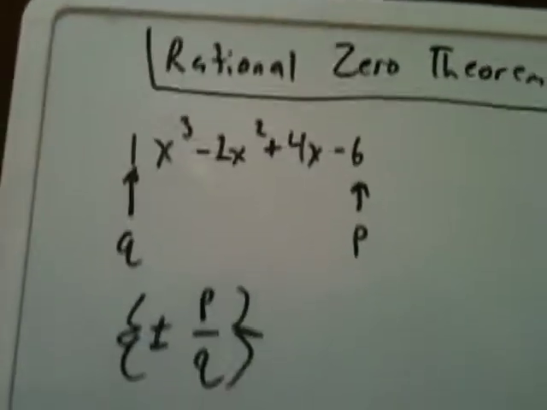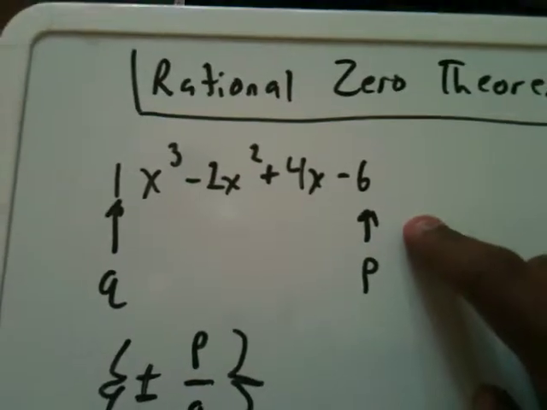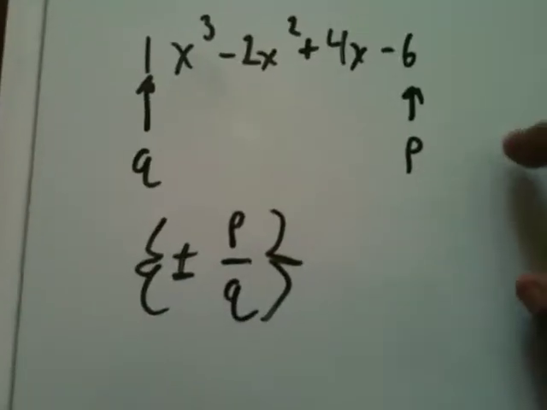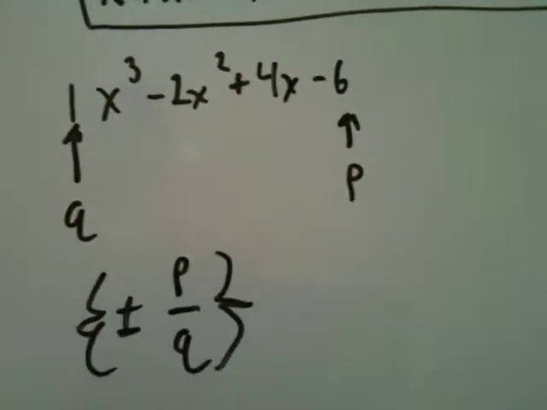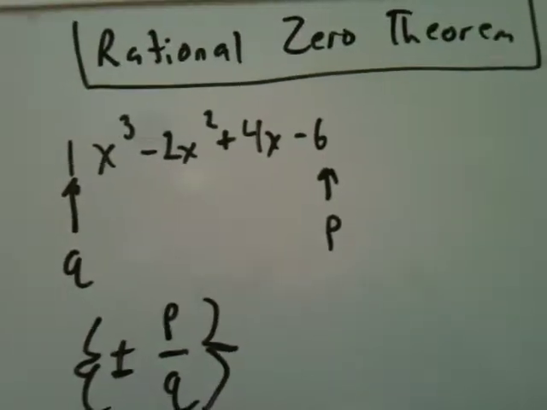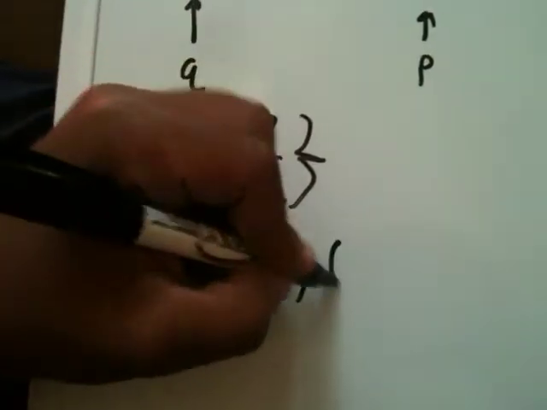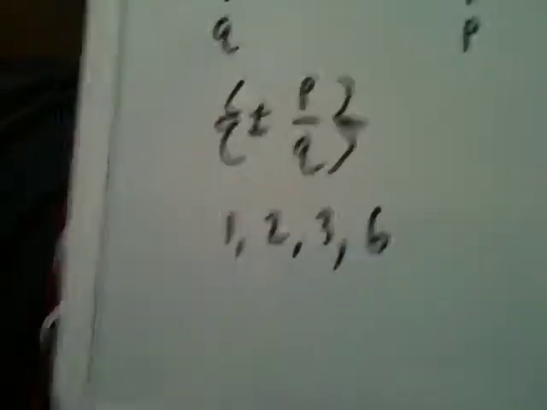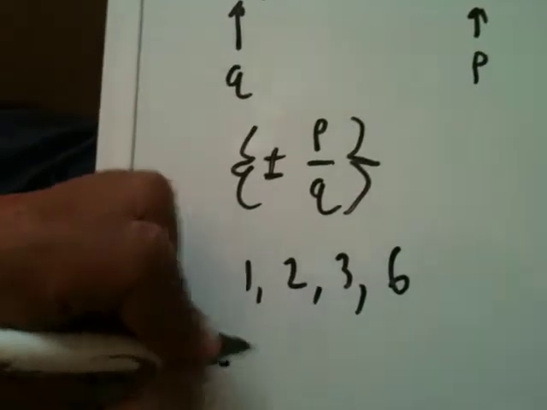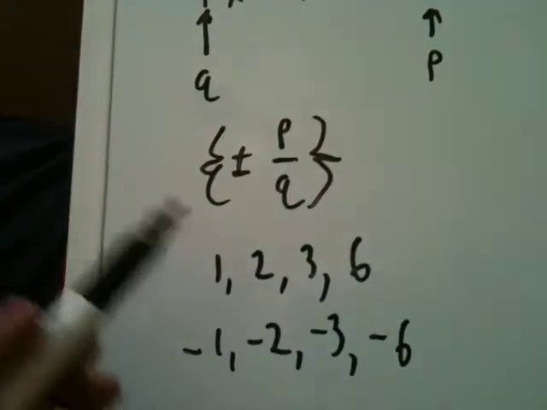So the possible zeros are the factors of p, the factors of q, and the factors of p over q. That's a way to find out which zeros to use. So the factors of 6 are going to be 1, 2, 3, and 6. And of course, those aren't the only zeros we're going to test. We're going to test -1, -2, -3, and -6. Those are the zeros we're going to test.